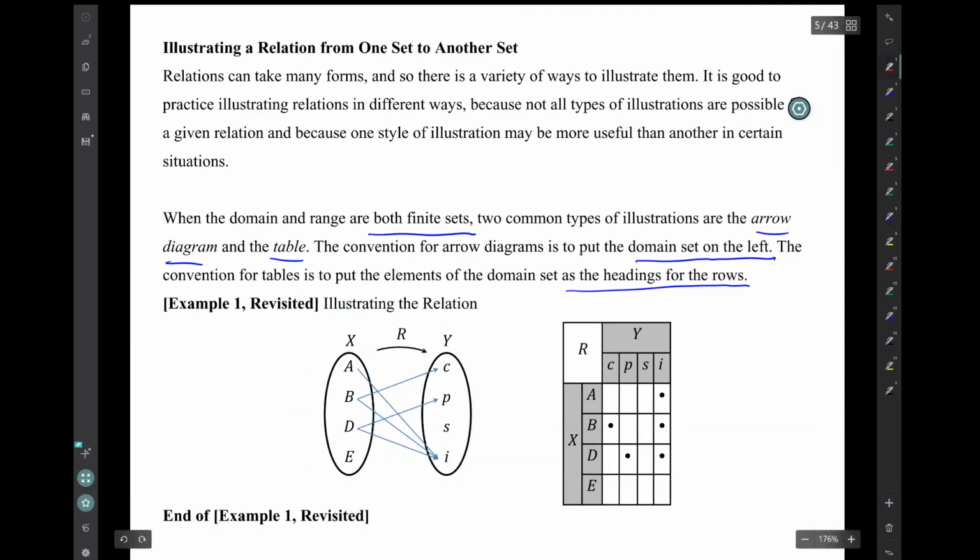In the table, the elements of the domain are the row headings, the elements of the range are the column headings, and you can see there's a dot in this cell corresponding to capital A, little i. That's the cell that illustrates that Ann had ice cream.